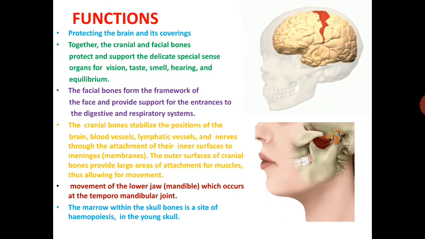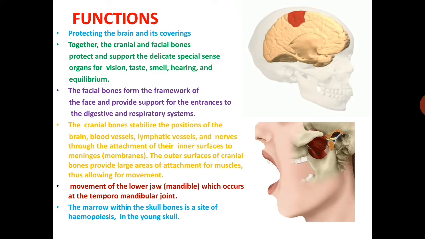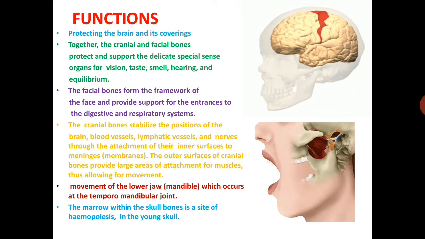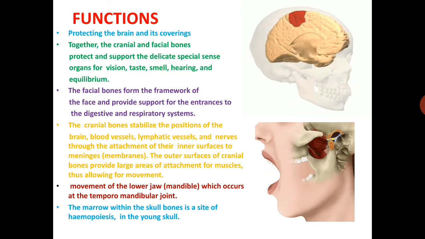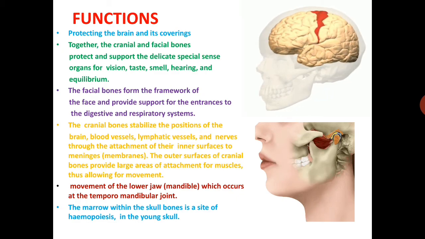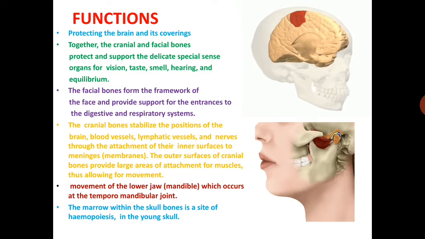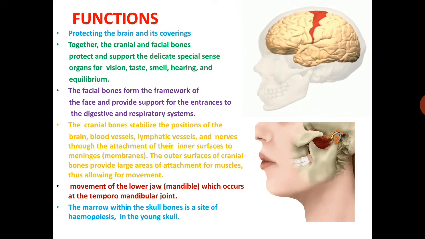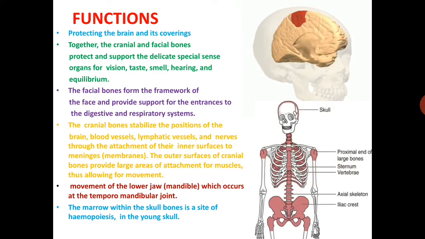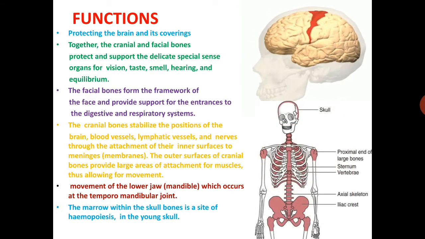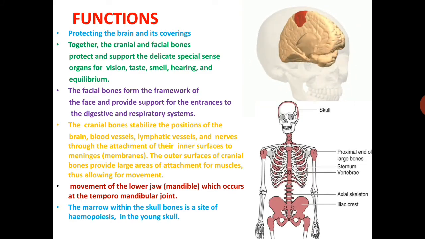The outer surface of the cranial bone provides large areas of attachment for the muscles, thus allowing for movements, for example facial muscles and movements of the lower jaw, which occurs at the temporomandibular joint. This image shows the movements of the temporomandibular joint, through which there is opening and closing of the mouth. The marrow within the skull bones is a site of hematopoiesis. This image shows the bones which are responsible for hematopoiesis.